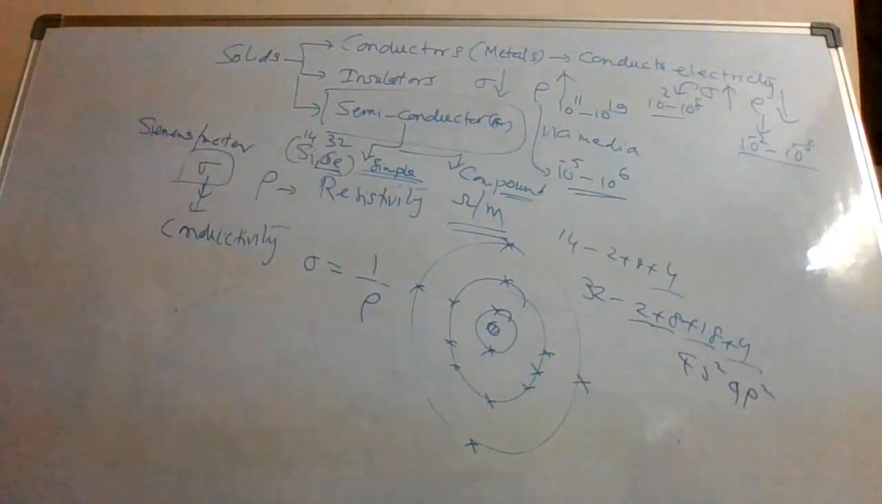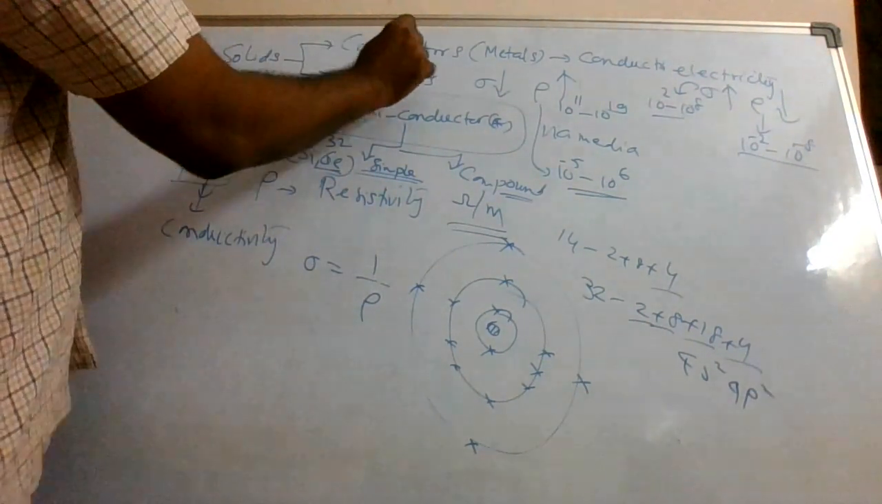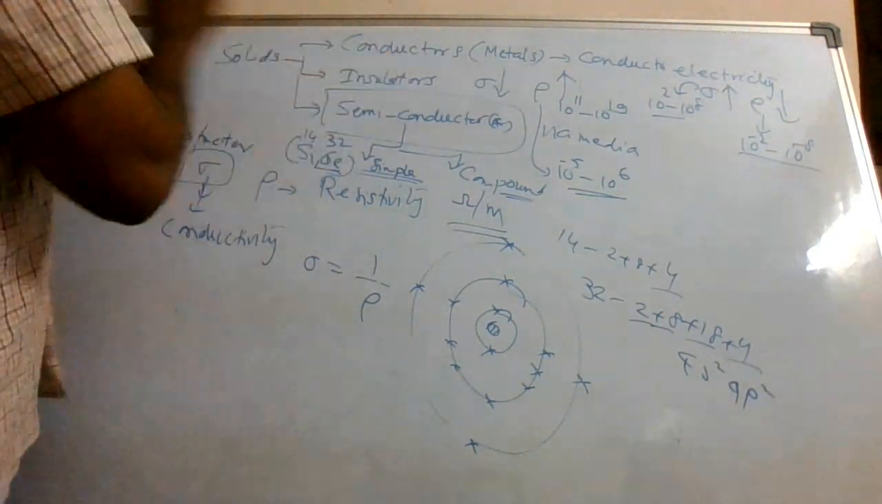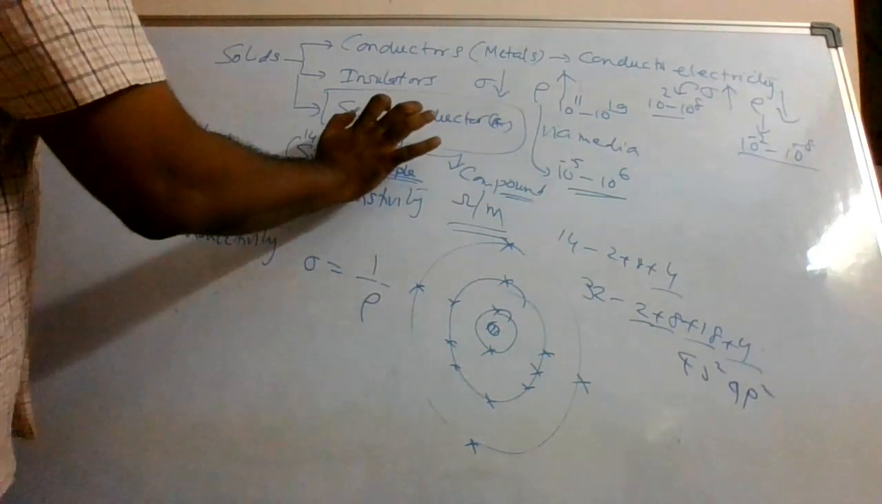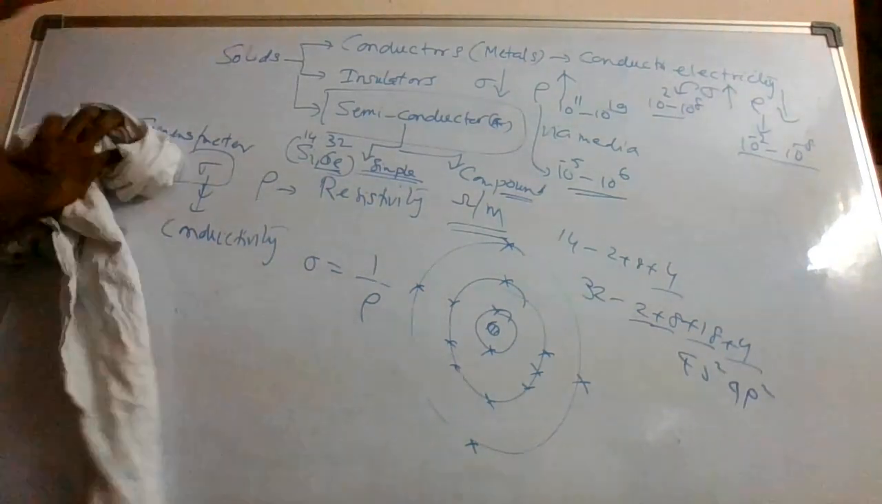Similar type of arrangement. Okay. So this is another type of classification. So why do some behave like conductors, why do some behave like insulators, and why do some behave like semiconductors? So there is a concept called band theory. We are going to discuss that.